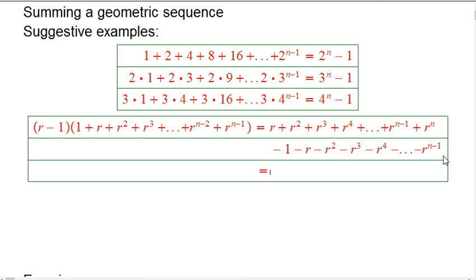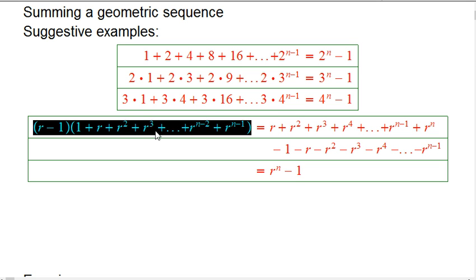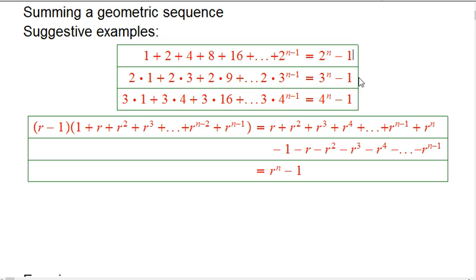We get some massive cancellations here. r minus r cancels, r squared minus r squared, r cubed minus r cubed, r to the n minus 1 minus r to the n minus 1. Wow, it almost all cancels. What doesn't cancel? The only thing that doesn't cancel on the top is the r to the n, because to get that high a power, you had to have the r times this very highest power here. What doesn't cancel on the bottom is the minus 1. All of these guys were at least r to the 1. This guy is left out. And voila, r to the n minus 1. Okay, so this is exactly a generalization of these three examples with r.